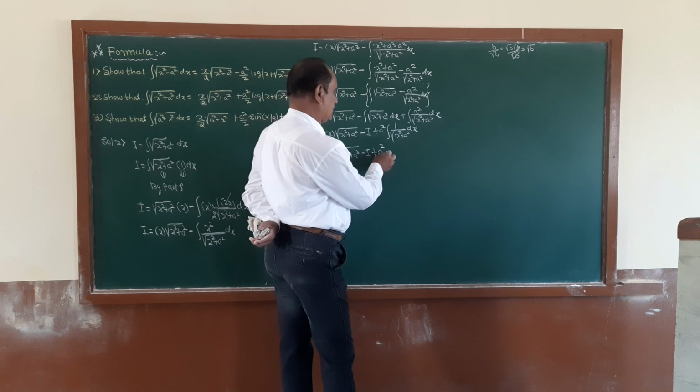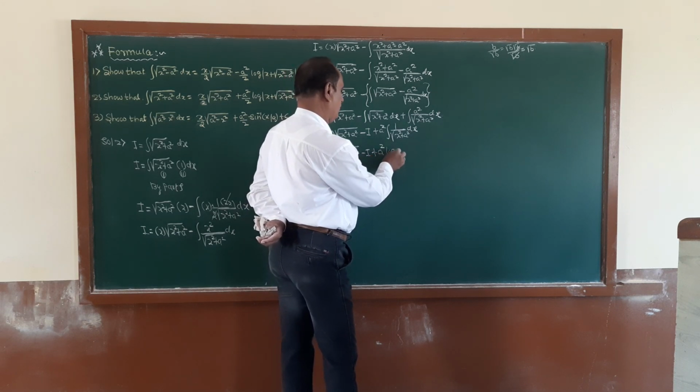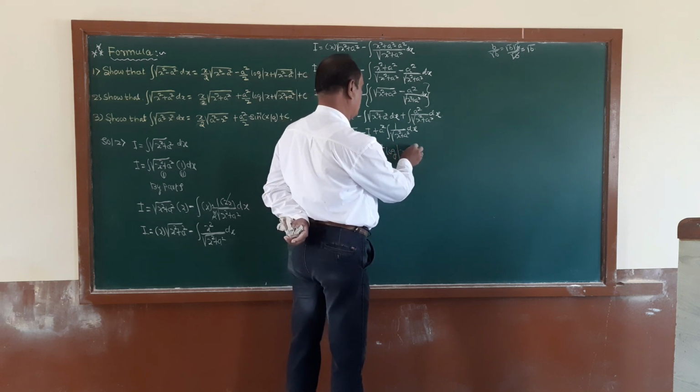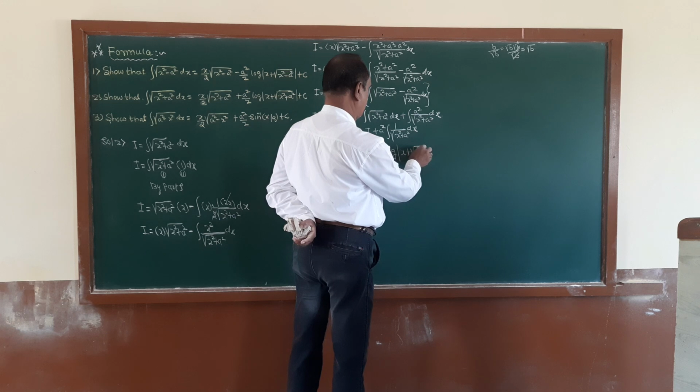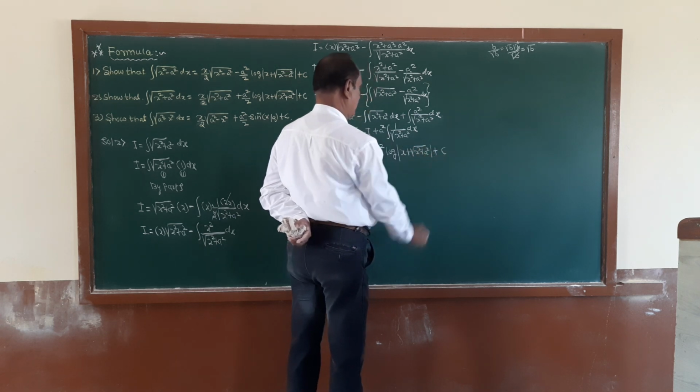So that is plus a square into log of mod of x plus the root of x square plus a square, plus a constant, c.